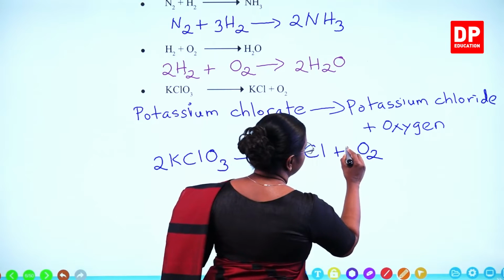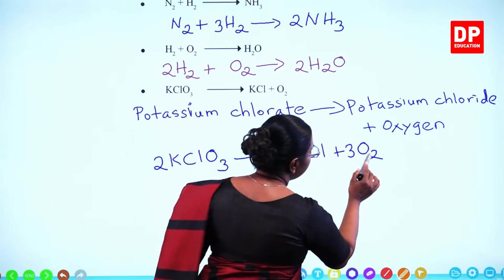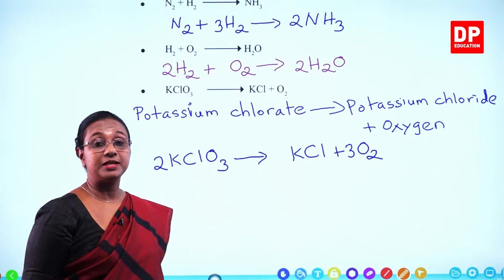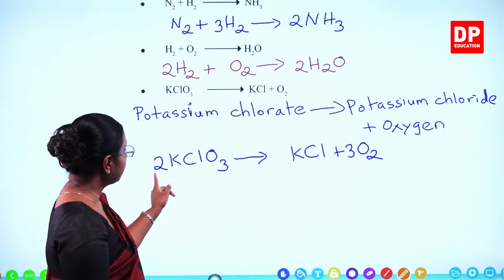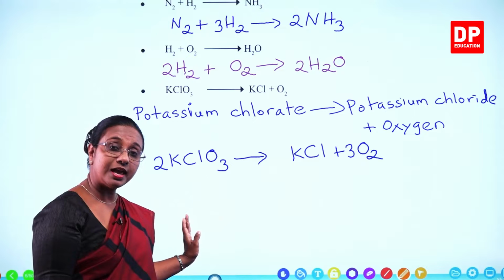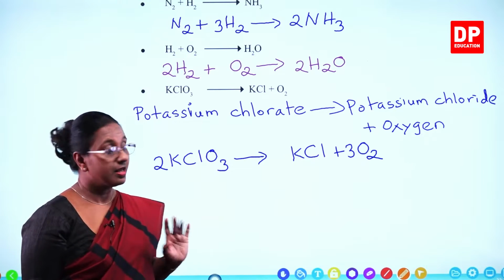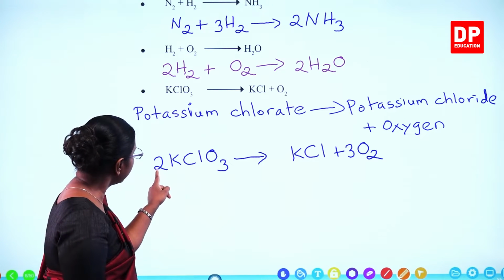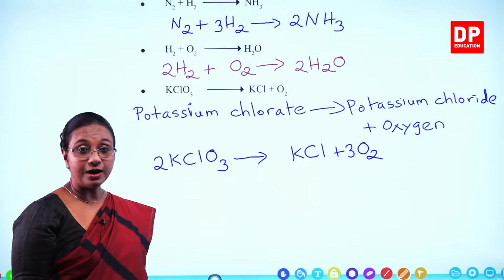Then we need to put 3 as the coefficient there. 3 into 2, there are 6 oxygen atoms on the product side. So that of course is balanced. Number of oxygen atoms on the reactant side and the product side are 6. It's balanced. But we changed potassium chlorate. So now there are 2 potassium atoms. There are 2 chlorine atoms.